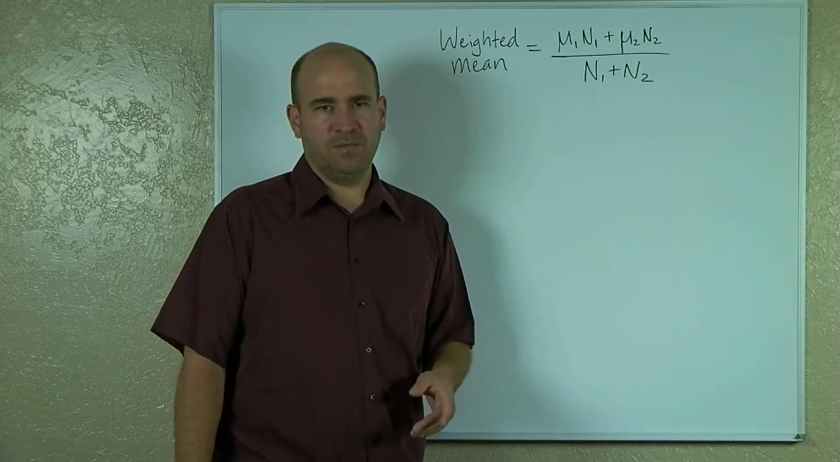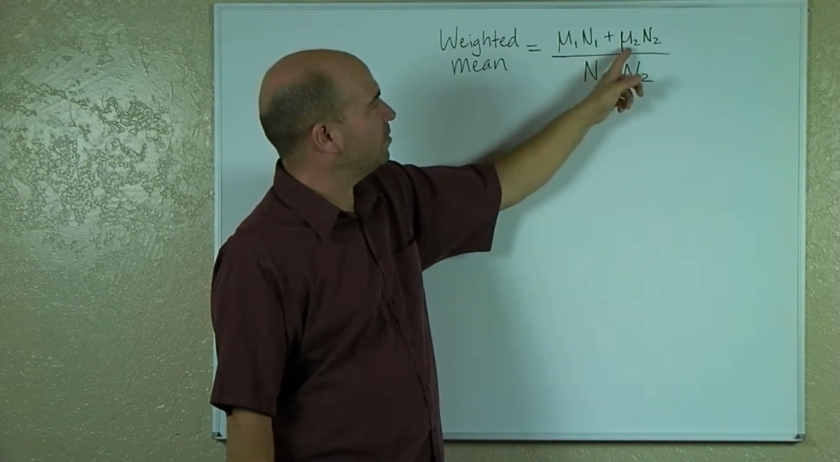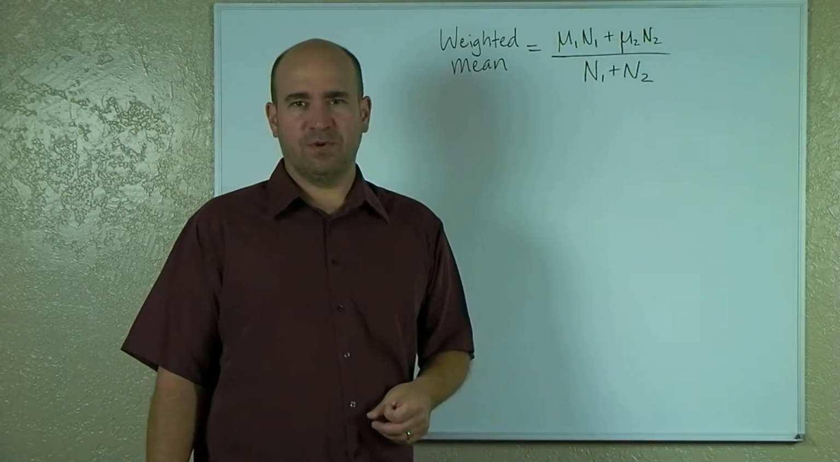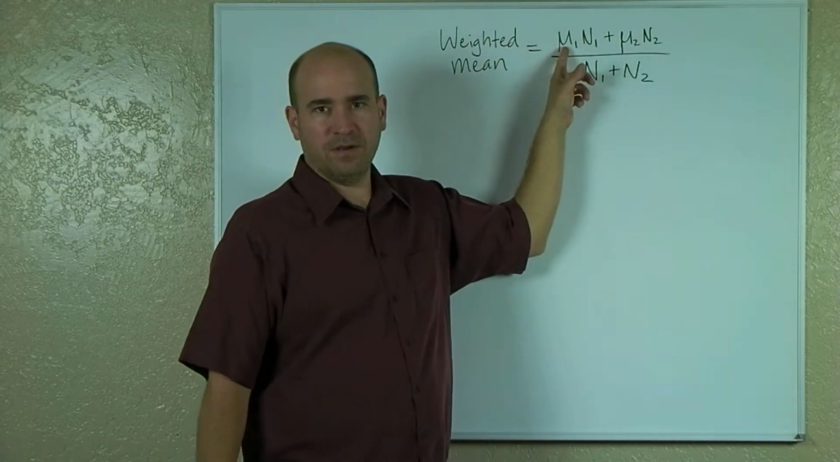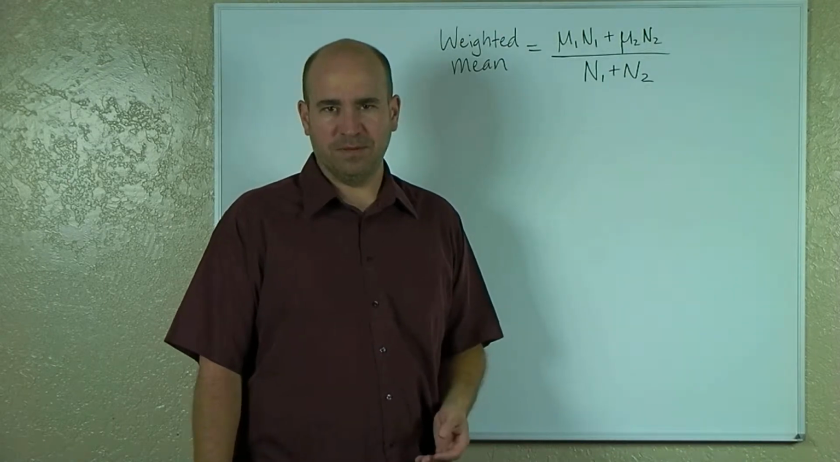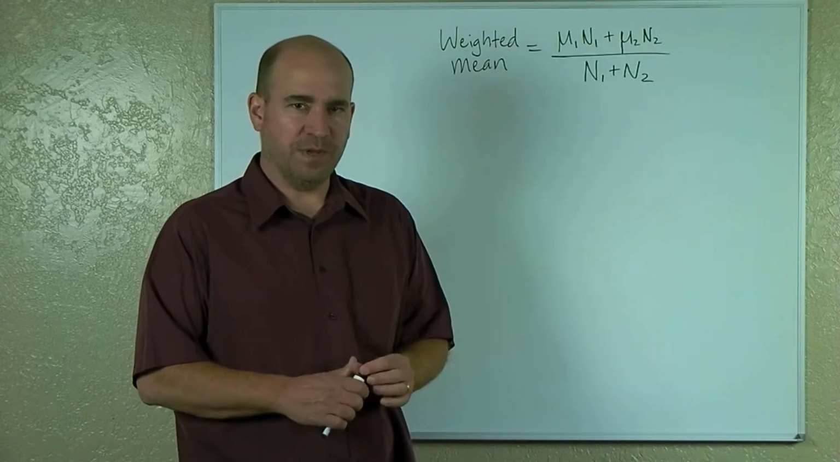Now this formula can be used for populations, as I have here, population mean 1, population mean 2, or it can be used for samples as well. And if you use it for a sample, then you would have an M here or an X bar, depending on how you represent the sample mean. Let's go ahead and take a look at a few examples of how to calculate the weighted mean.